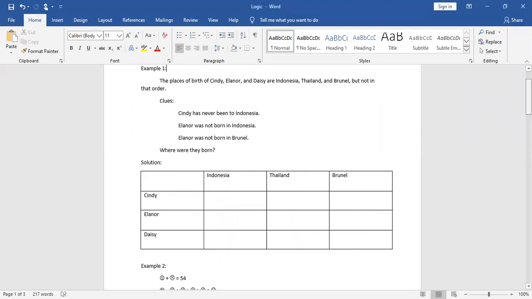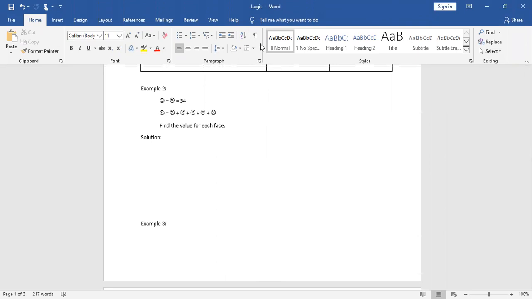Our next problem looks a bit silly, but bear with me. We have smile plus frown equals 54 and smile equals 5 of these frowns. And find the value for each face. Okay, so the first thing that we do is say that smile equals 5 times frown.